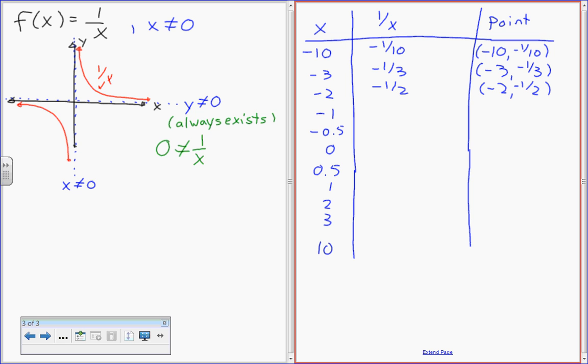-1 is going to be? Yeah, -1. And -0.5 equals? Yeah, -2.